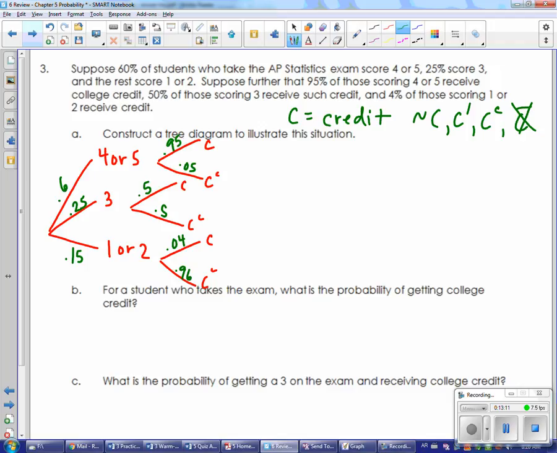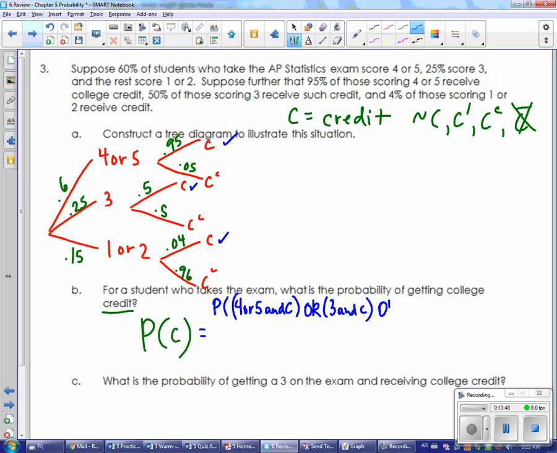Letter B says, for a student who takes the exam, what's the probability of getting credit? Well, notice there are 3 paths that we can take. We can get credit after getting a 4 or a 5. We can get credit after getting a 3. And we can get credit with a 1 or a 2. So this is a combination of rules here because I'll write it out. This is like the probability of either getting a 4 or a 5 and credit. That's one way we can do it. Or a 3 and credit. Or a 1 or 2 and credit.